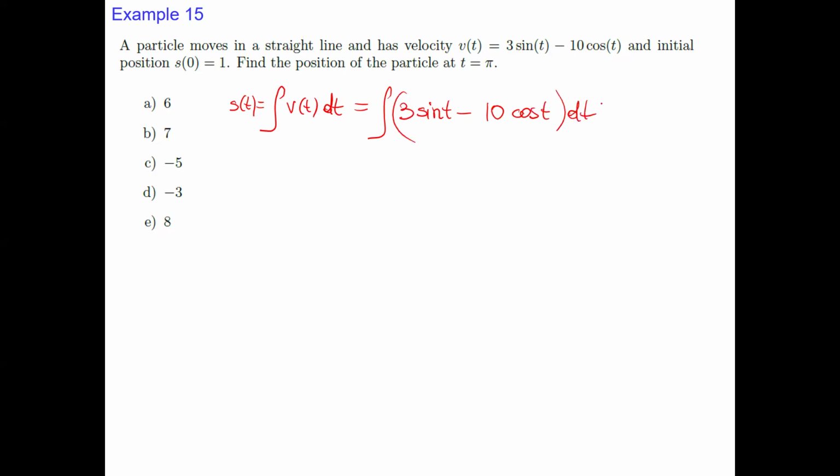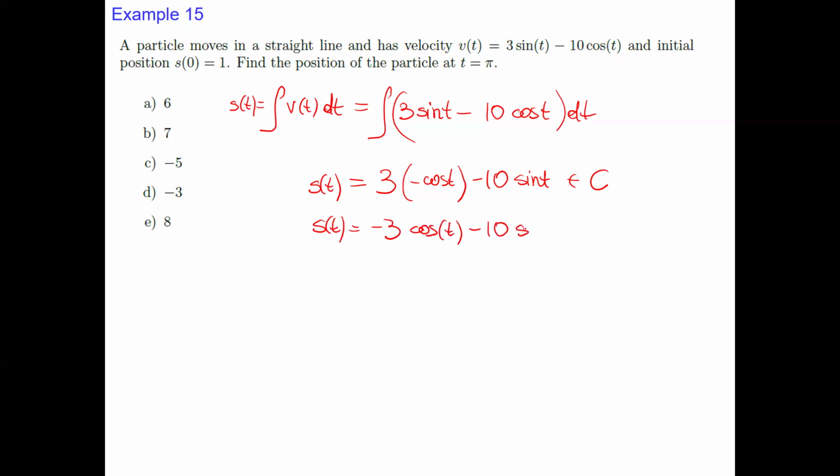That's just the basics. Copy 3. The integral or antiderivative of sine is negative cosine of t. Copy 10. The integral or antiderivative of cosine is just sine of t, plus the constant. That means this is s of t. Let's write this nicely: negative 3 cosine of t minus 10 sine of t plus the constant. Let me just double check. Cosine is sine and sine is negative cosine. Yes, the negative. Okay, now we know that s at 0 equals 1.